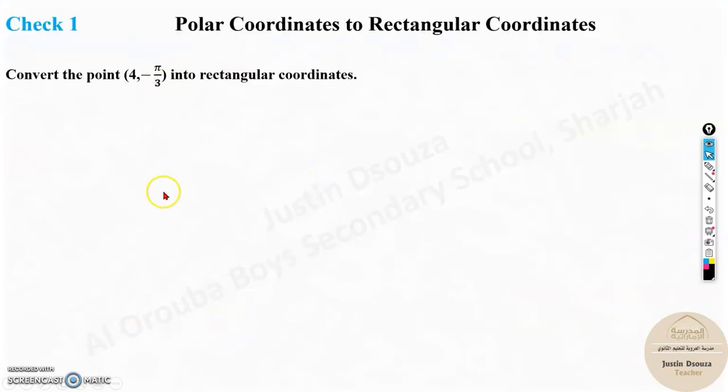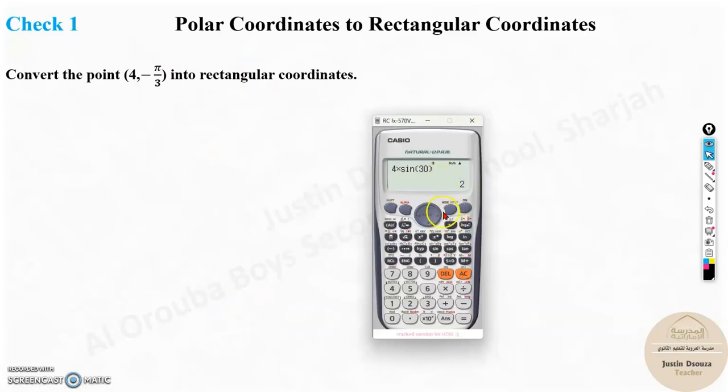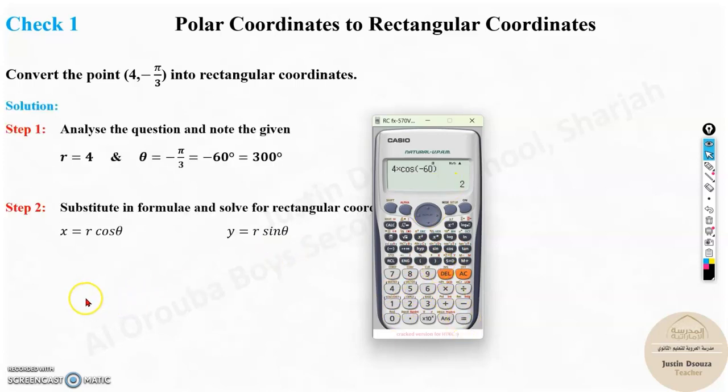Same way you can try this by yourself. Pause the video and check the answer in a while. Now don't worry if it's negative or anything, it's fine. Now you can do, it's 60 degrees, but still, how do you do it? Minus pi is minus 180 divided by 3. That's negative 60. So it is 4 into cos negative 60. Close the bracket. That's 2.